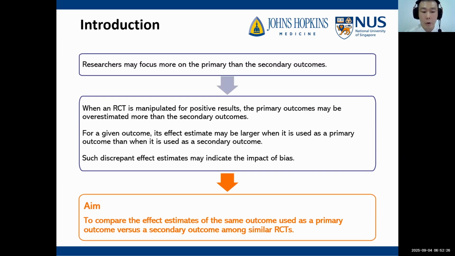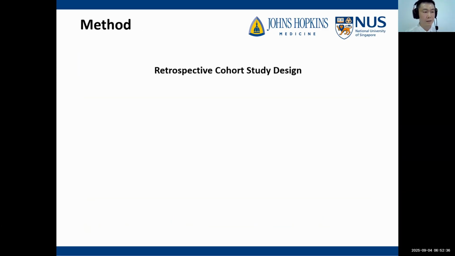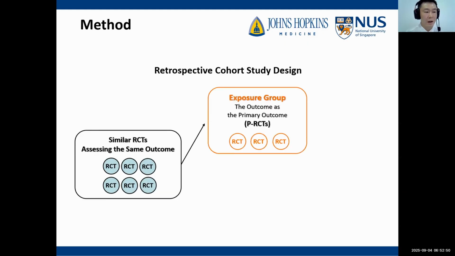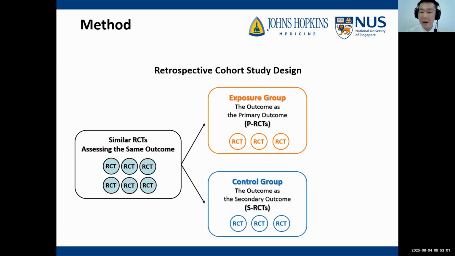So the aim of the study was to compare the effect estimates of the same outcome used as a primary outcome versus a secondary outcome among similar RCTs. This meta-research study followed a retrospective cohort study design. We identified similar RCTs that assessed the same outcome. The RCTs using this outcome as a primary outcome were considered the exposure group and referred to as PO-RCTs. And those using this outcome as a secondary outcome were considered the control group and referred to as SO-RCTs. The effect estimates of this outcome were compared between PO-RCTs and SO-RCTs.